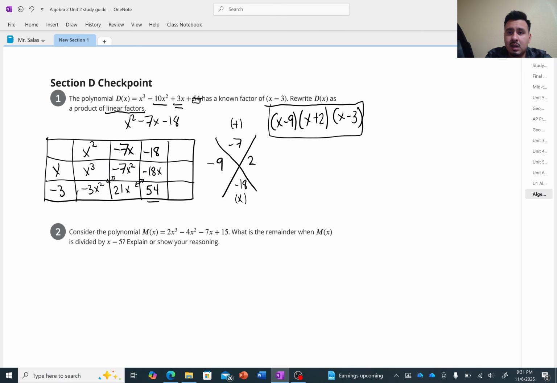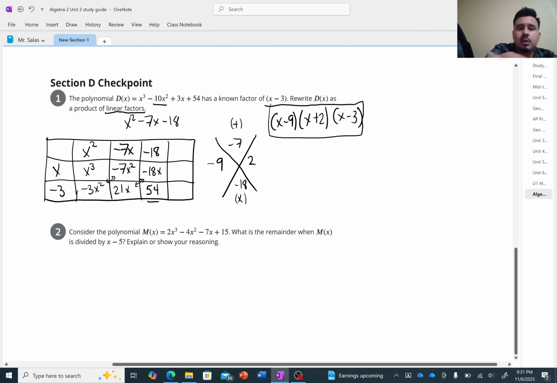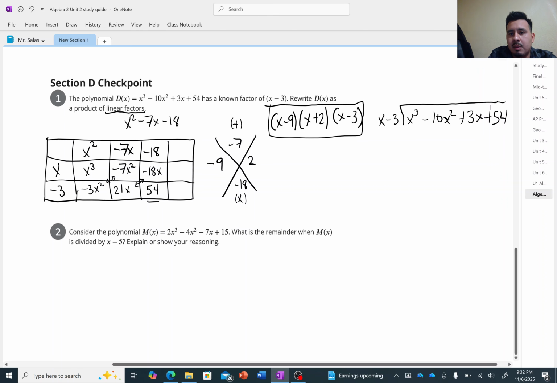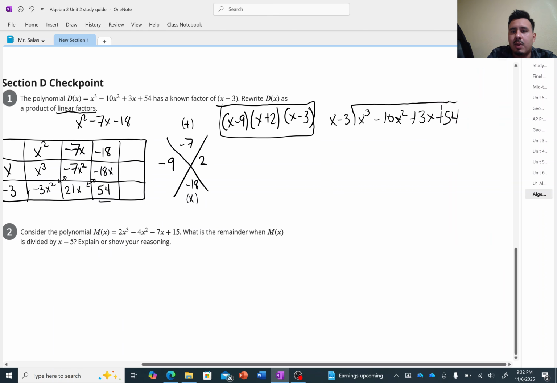So I showed you with the box. Now let me show you with the division, okay? With the division, it's the same process as the box. I'm going to leave this right here. So I'm going to say x minus 3 divided into x cubed minus 10x squared plus 3x plus 54. Sorry if it gets a little sloppy. Let me make myself a little bit more space by scrolling to the right.